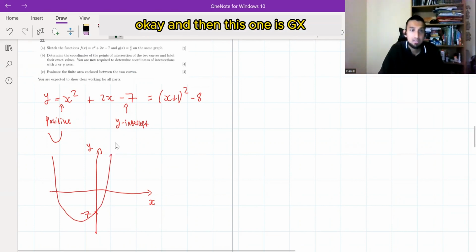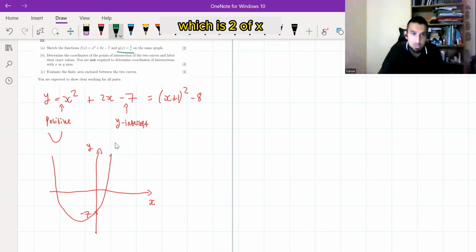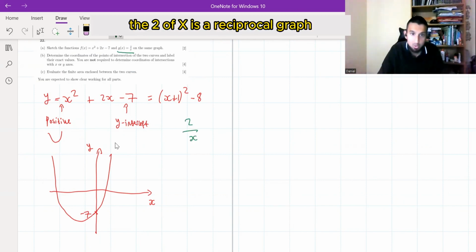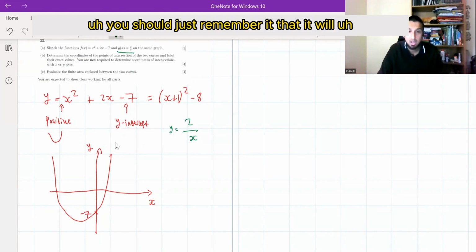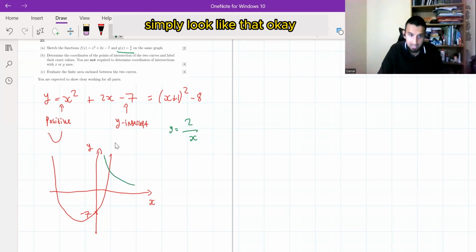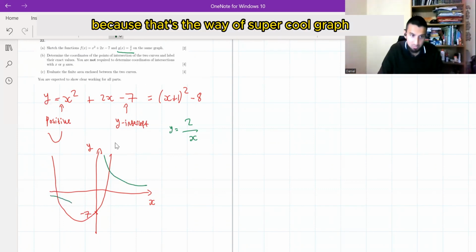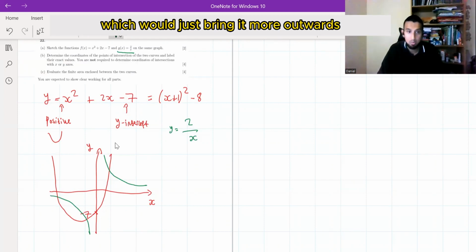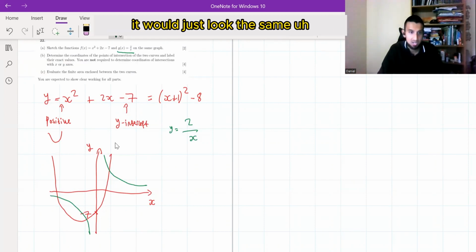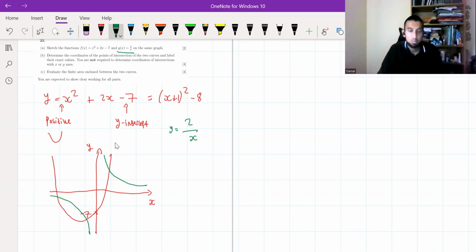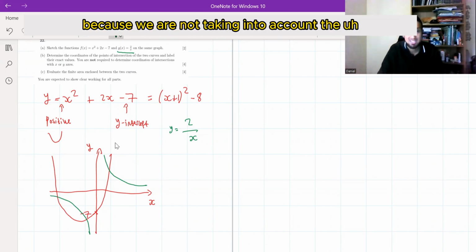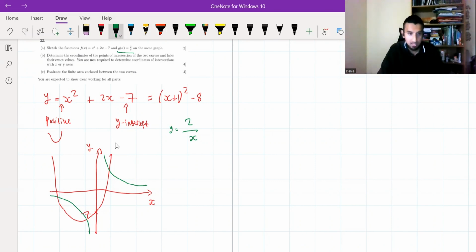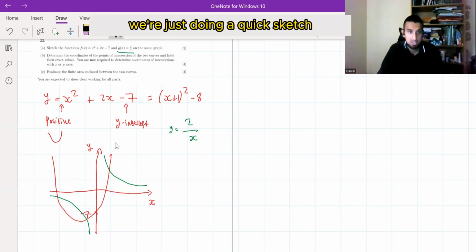Okay, and then this one is g(x), which is 2 over x. Now 2 over x is a reciprocal graph. You should just remember that it will simply look like that, because that's the way reciprocal graphs look. The 2 is a transformation which will just bring it more outwards, but because we're just drawing a sketch, it will just look the same. We could draw it identically because we are not taking into account the exact coordinates. We're just drawing a quick sketch.